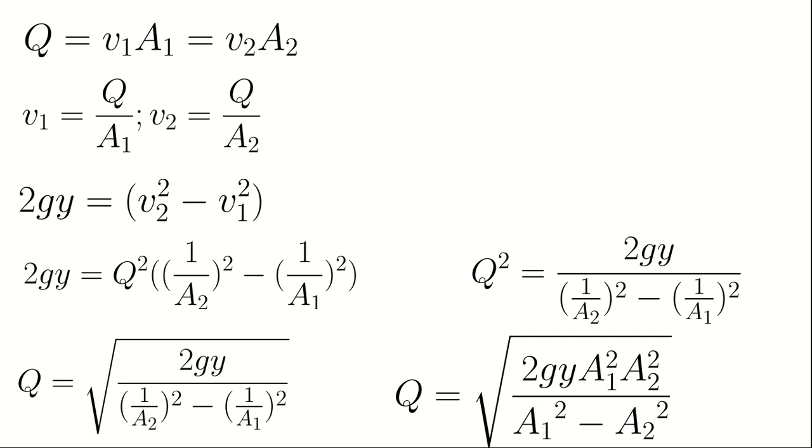Once we know the area for the first point, we know the area for the second point, and we know the y difference, we can calculate the amount of volume that comes out of the liquid per time.